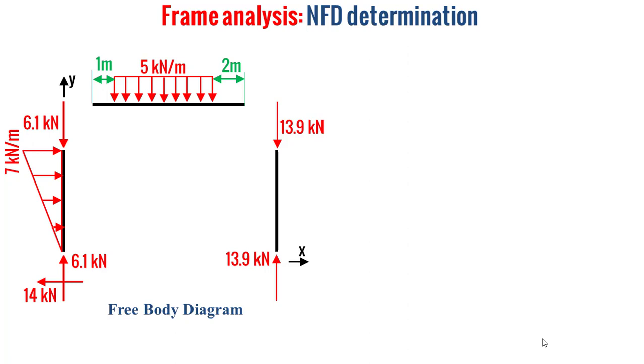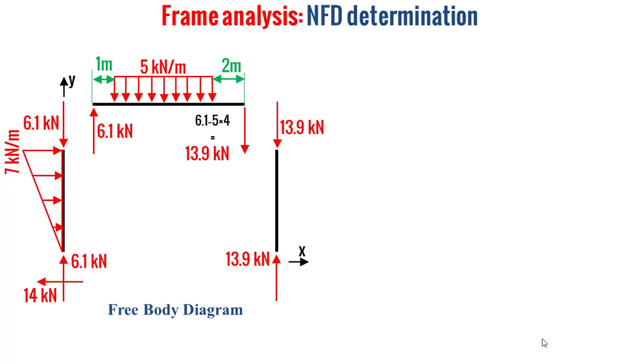Now, if we examine the force 6.1 kilonewton applied at the top of the left-hand column, this force will be transferred to the left-hand edge of the beam in the opposite direction as shear force. And at the right-hand edge of the beam, the shear force will be this 6.1 kilonewton minus the UDL, which will give finally 13.9 kilonewton, or minus 13.9 kilonewton. Of course, here minus means that it is applied in the minus y direction.